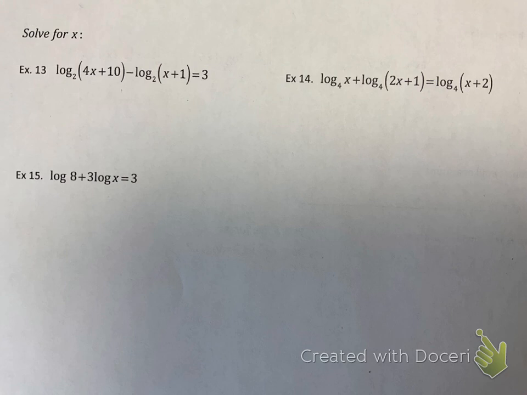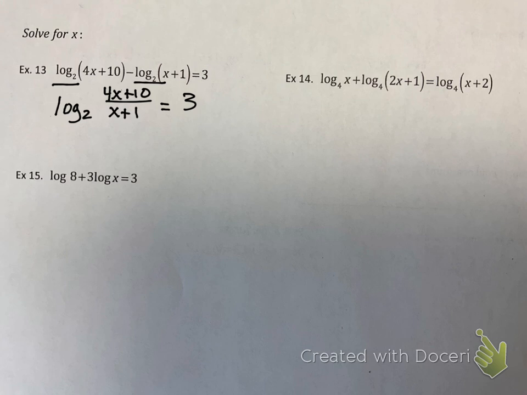So example 13. What I always look at is, is there any way to condense it, make it into one log? So I have a log base 2 here, a log base 2, and I'm subtracting. So let's change this using the quotient rule. Remember, when I subtract, I just take the first number and divide it by the second one. And then that's equal to 3. Now, for this one, I don't have a log equal to a log.